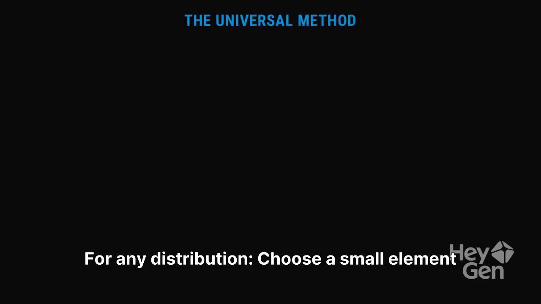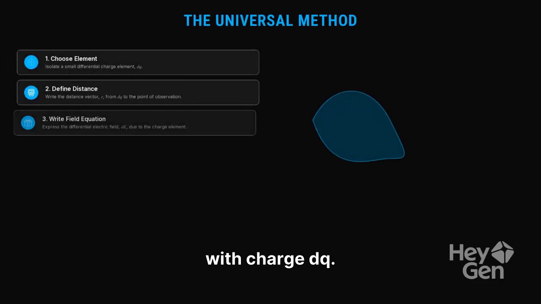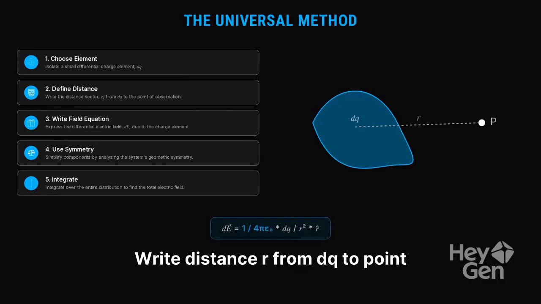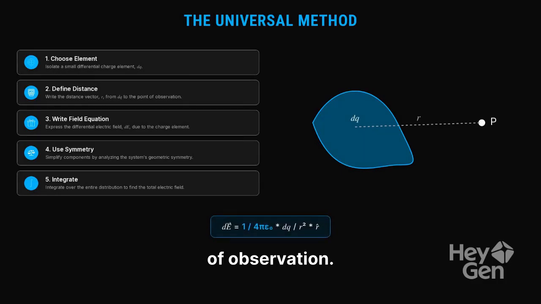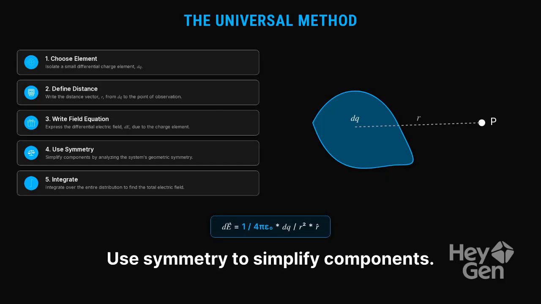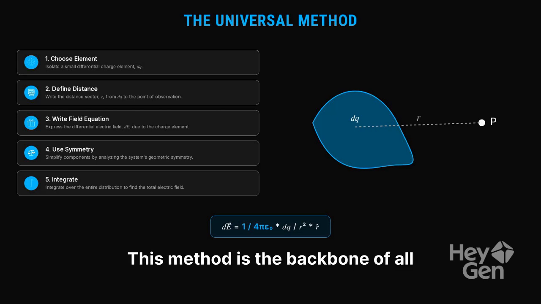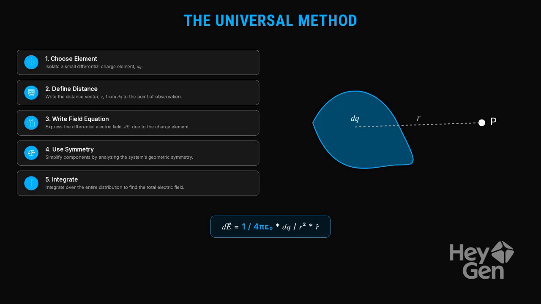For any distribution, choose a small element with charge dq. Write distance r from dq to the point of observation. Write the field due to dq as dE equals 1 over 4 pi epsilon naught times dq over r squared. Use symmetry to simplify components. Integrate. This method is the backbone of all electrostatics derivations.